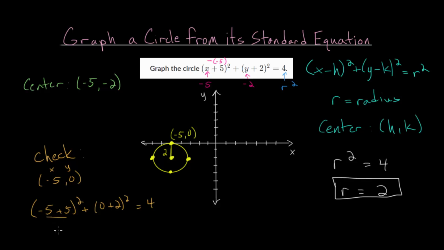And you can see this is 0, so we get 0 squared, this is 2 squared, and this, like I mentioned, should be equal to 4. And what you can see is that this is 0, and 2 squared is 4. So we get 4 is equal to 4, which is true, which confirms that this point is on the circle. So we can feel confident that this graph is correct.